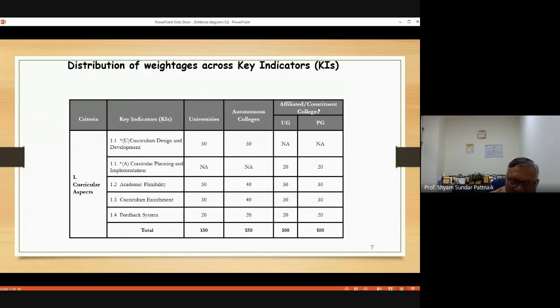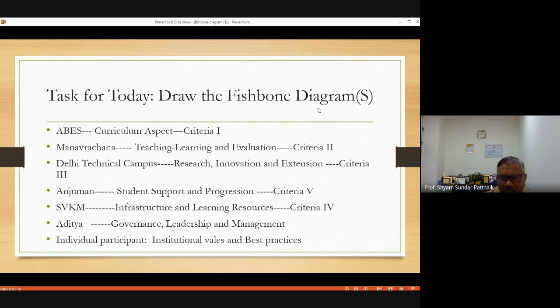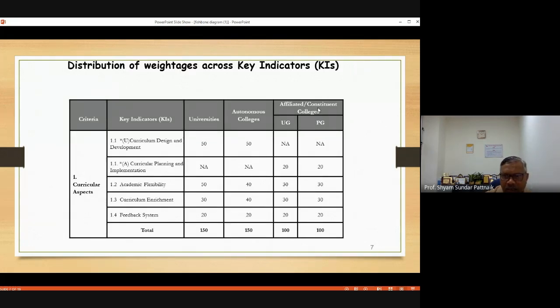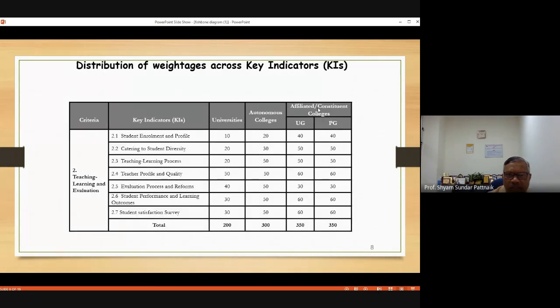I have given you the key indicators. ABS group, you have criteria 1. You can note down these key indicators, as they will help you go for the sub causes. These are the key indicators we discussed during our NAAC presentation. Manav Rachna, you are in criteria 2, so yours are these key indicators. You can just take a photo of this. These key indicators will help you decide your sub causes.